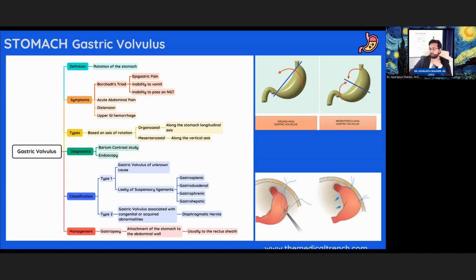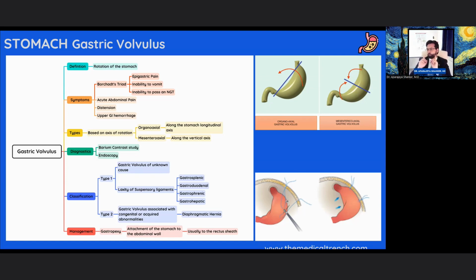Okay, so we are now going to move ahead with something very simple, gastric volvulus. Gastric volvulus is essentially when the stomach turns on itself, right? And it turns along two axes. One axis is called the organoaxial axis, when it just turns on itself. The other one is mesenteroaxial, in which it twists on itself, right? So it doesn't flip per se, it just twists, okay? For both of them, the management is the same. You can untangle it. If it's untangled and doesn't have any necrosis, you do something called a gastropexy, in which you take the stomach and connect it to the rectus abdominis sheath, stitch it up and fix it in place.